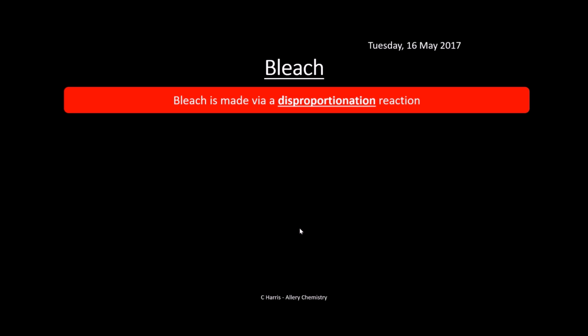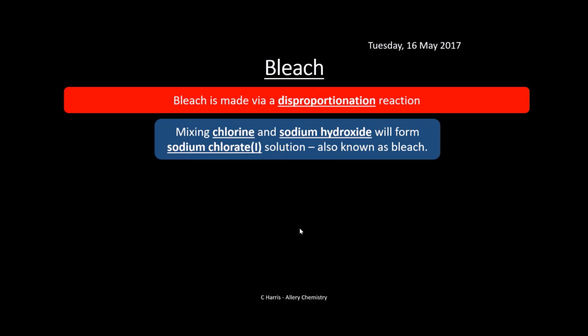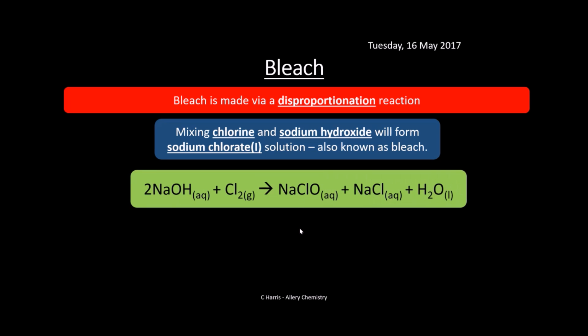Okay, bleach. So bleach is also a disproportionation reaction. Now, obviously, you've heard of bleach before. Bleach is obviously this fantastic chemical because it kills bacteria, it kills it in our drinking water, and obviously it kills it in swimming pools and toilets and things like that. So it's pretty useful. Okay, mixing chlorine and sodium hydroxide will form sodium chlorate 1 solution. Okay, and this is also known as bleach. So here it is here, sodium hydroxide reacting with chlorine gas forms your bleach.